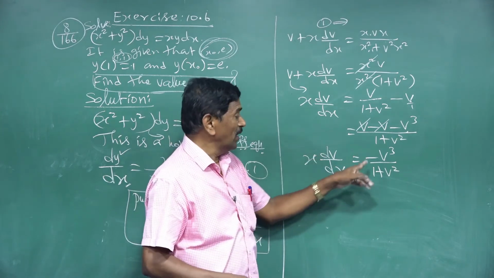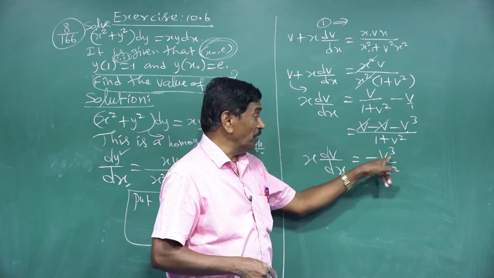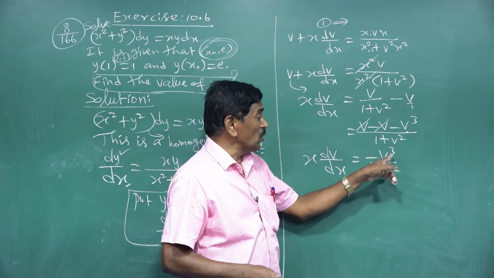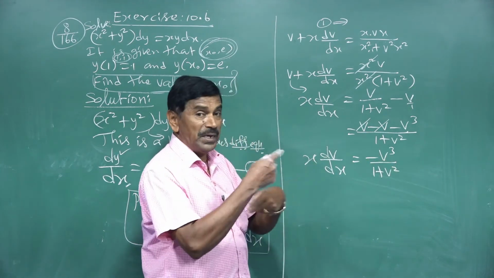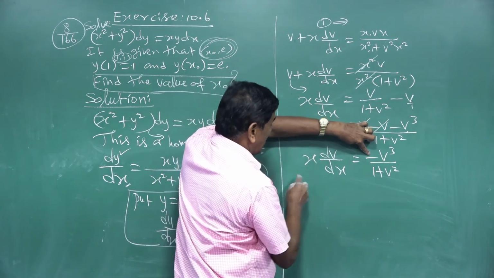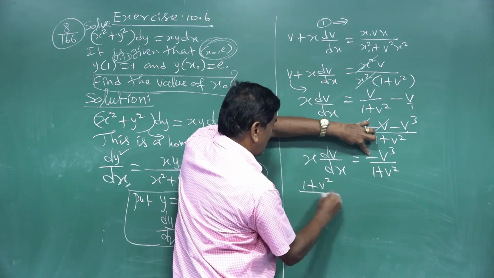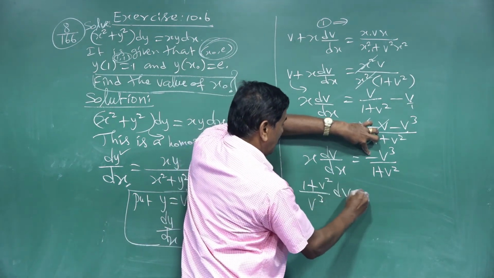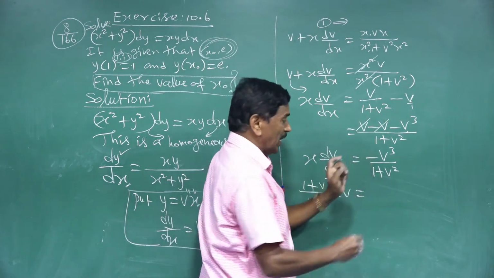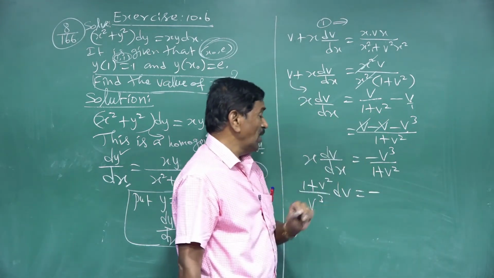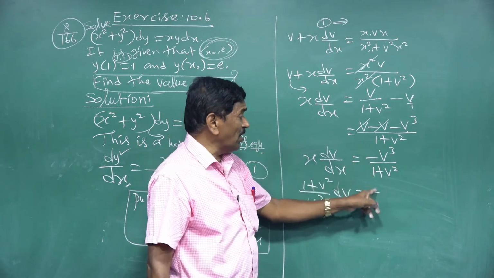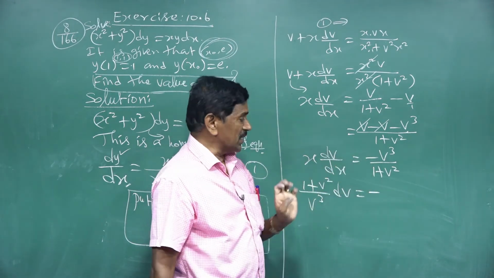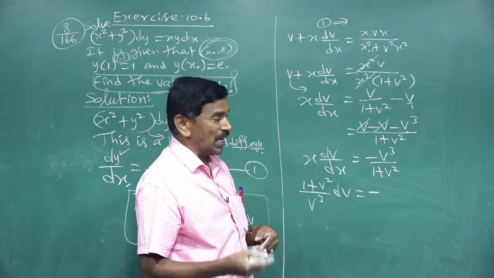So that is a technique. With dv in a multiple relation, the v family must be on the left side. So this fraction comes to the left side and becomes reciprocal. Your answer is 1 plus v square by v cube into dv, which is equal to, see, minus is available on the right side itself. For all the questions, always keep minus on the right side itself, which gives easy calculation.